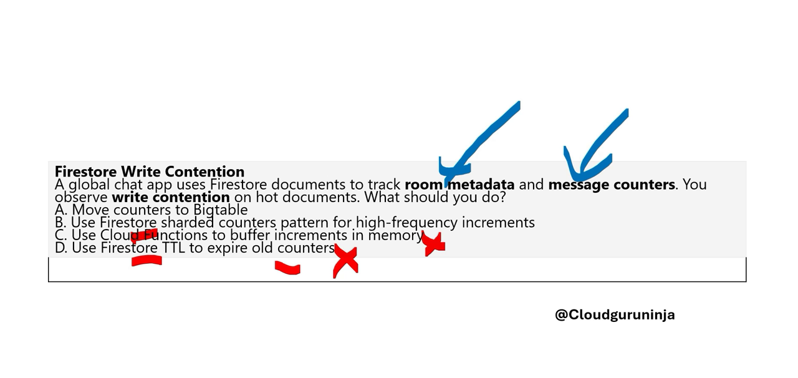Okay, so what will work in this case? Will A work? A is saying we will move counters to Bigtable. See, it can work, but again, it is a custom-based solution because you are trying to shift the risk from one system to the other system. When Firestore itself has something, why should you move it to Bigtable? That's why I will not choose Bigtable.